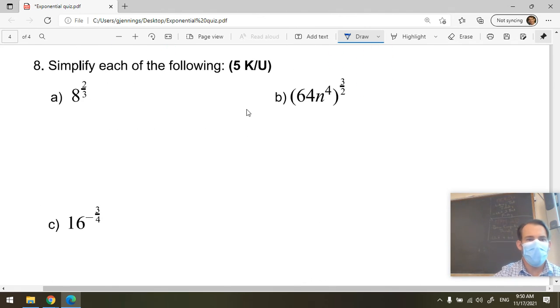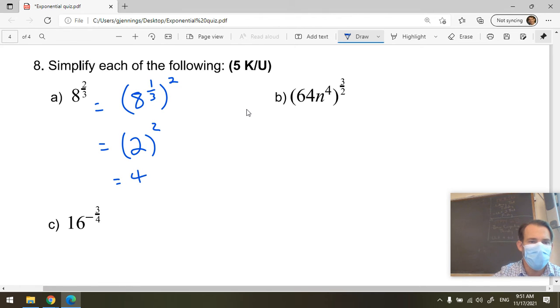Simplify each. Okay, 8 to the 2/3. So I think of this as 8 to the 1/3 raised to the power 2, because this multiplied by that gives me that. So I break it up that way, and then I know that 8 to the 1/3 is the same thing as the third root of 8. So the third root of 8 is 2. So that is 2 raised to the power 2, which is equal to 4.